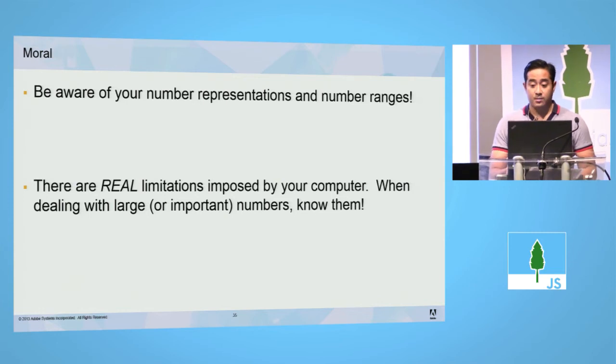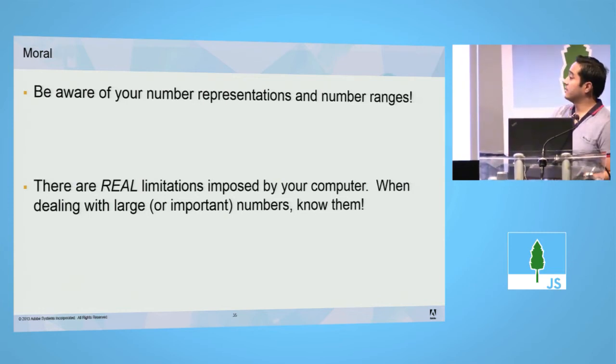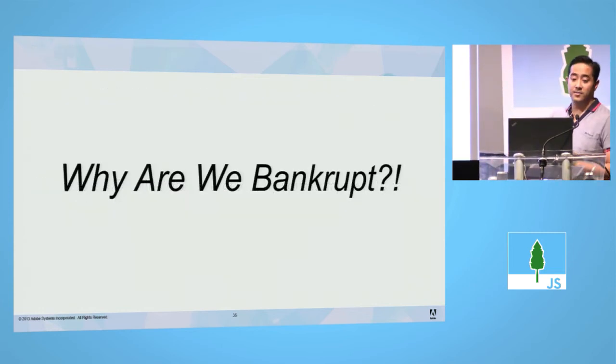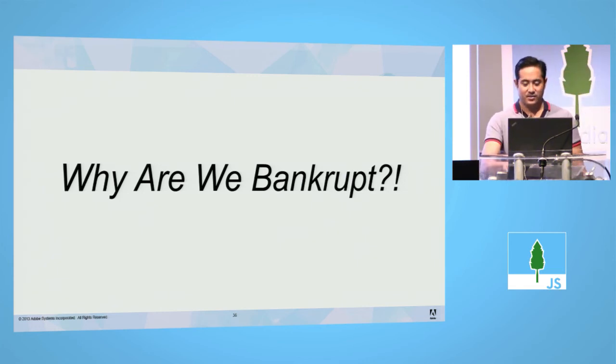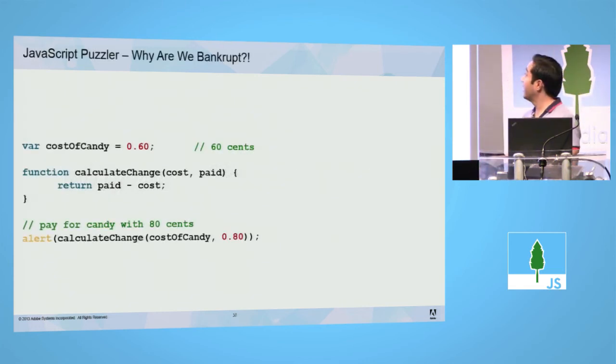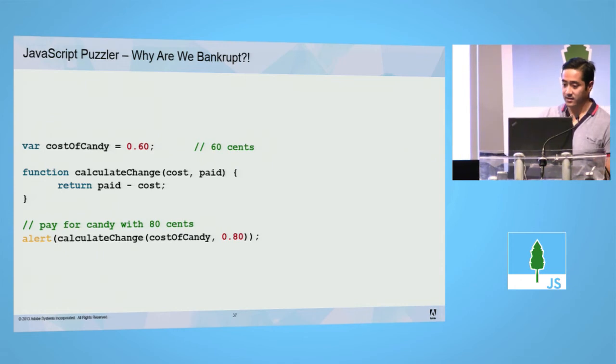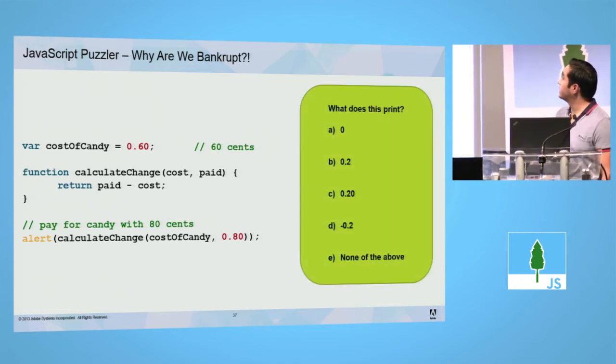So, my next puzzler, I call it, why are we bankrupt? Take a look at this code, and can you tell me what does this print?